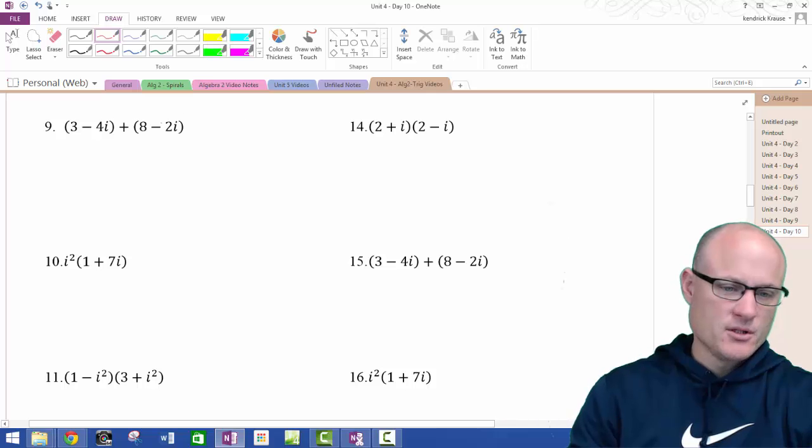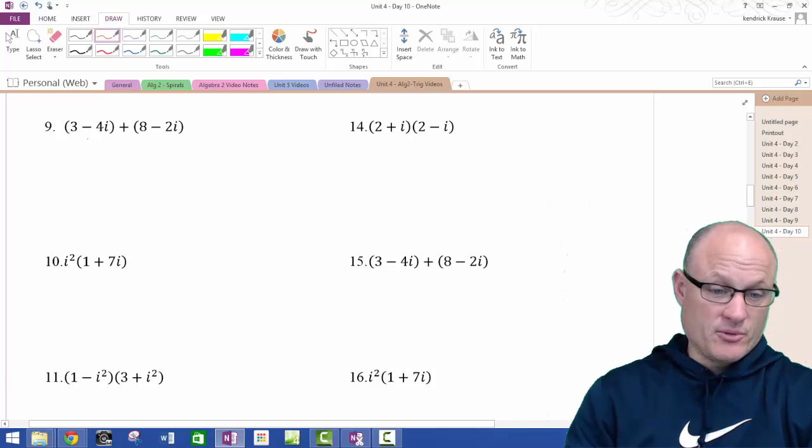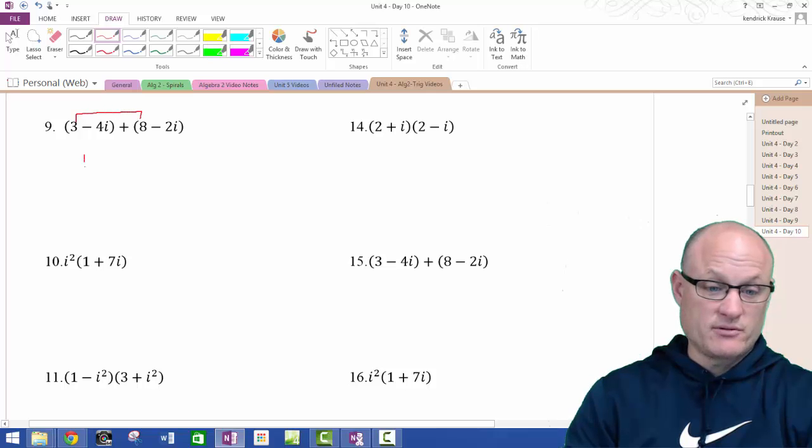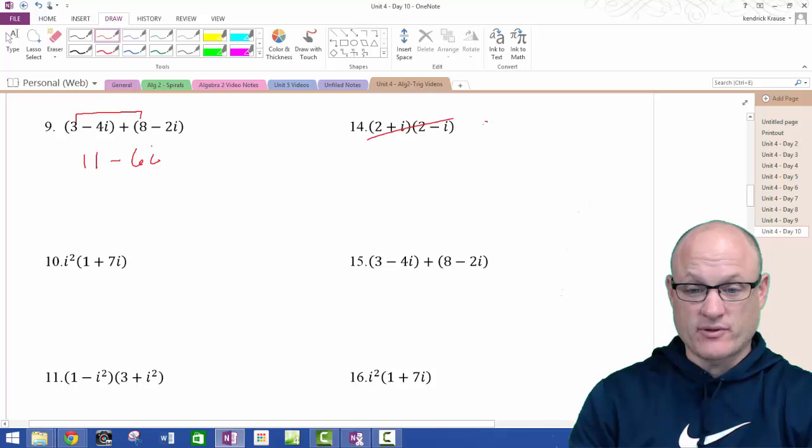Weird. I don't know why this problem's here, but let's just finish it. We're just adding it up, so that makes 11 minus 6i. And we just did this problem. The answer is 5. So I'm not doing those.